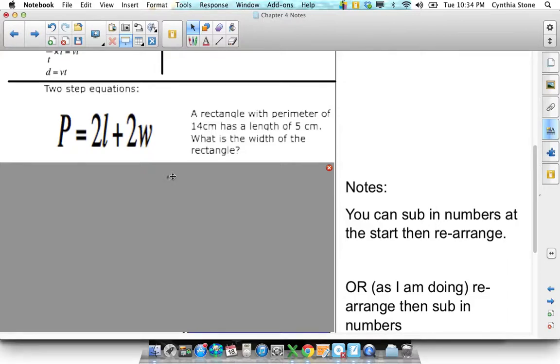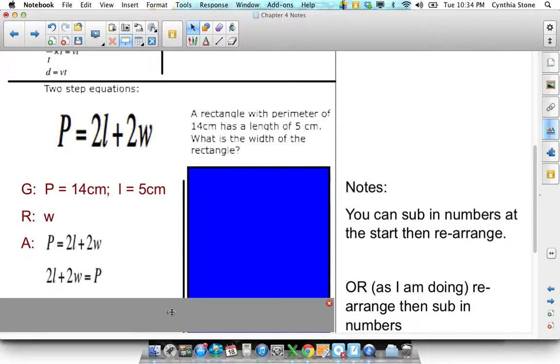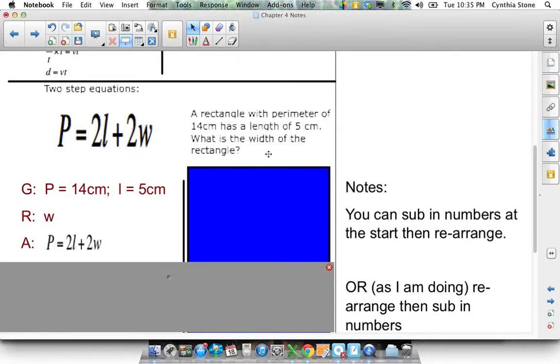So a rectangle with a perimeter of 14 centimeters and length of 5, what's the width? So just going through givens again, perimeter is 14, length is 5, looking for the width. There's the formula, but I need to rearrange it for W, right? Width, so I have to isolate width, or W, in this equation.